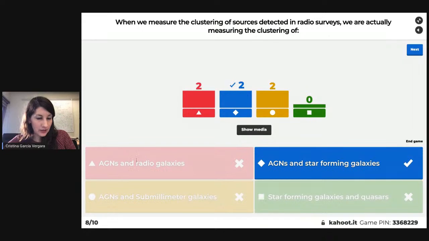And the first one, AGNs and radio galaxies, no, because radio galaxies are just one type of AGNs. The complete population that we can observe at radio wavelengths are AGNs, including radio galaxies, but also star-forming galaxies.